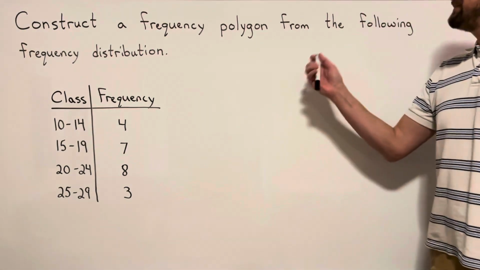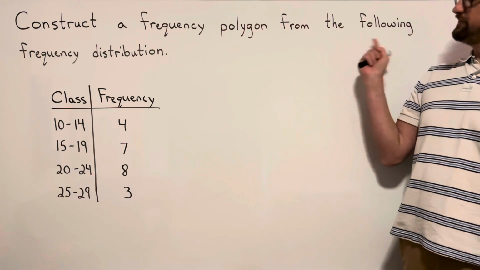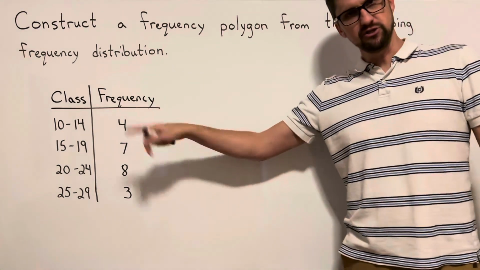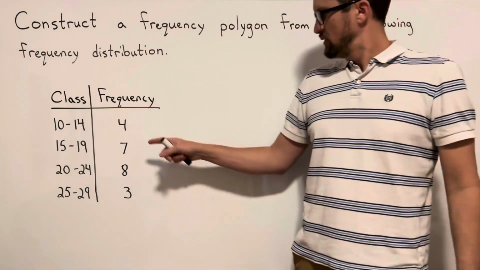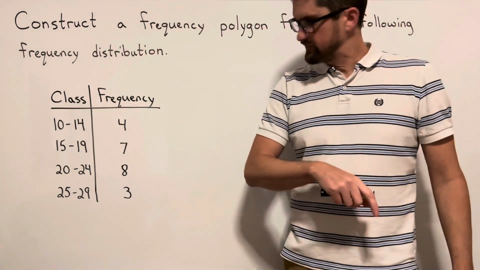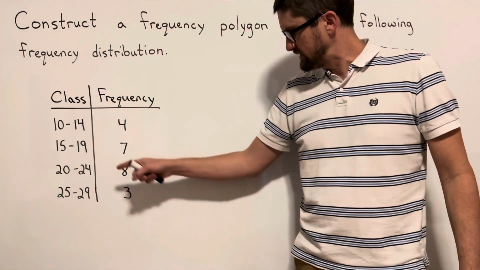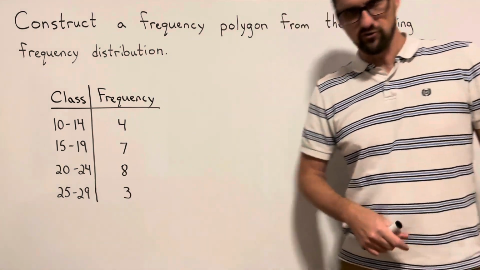Construct a frequency polygon from the following frequency distribution. Here's the frequency distribution right here. We have 4 data values going from 10 to 14. We got 7 data values in that range, 8 in that range, and then 3 from 25 to 29.